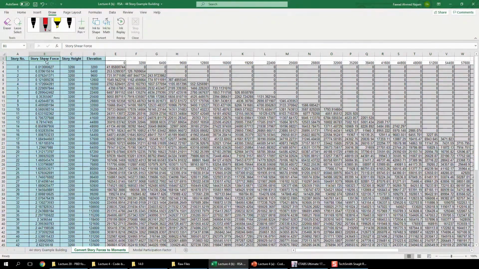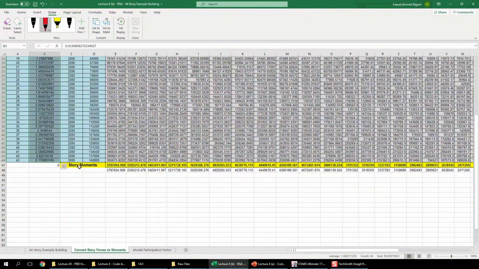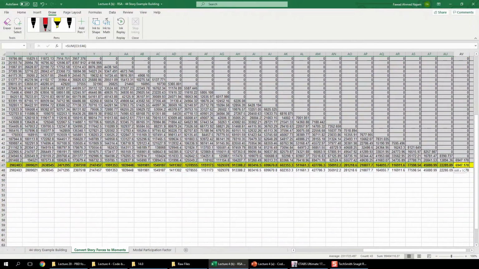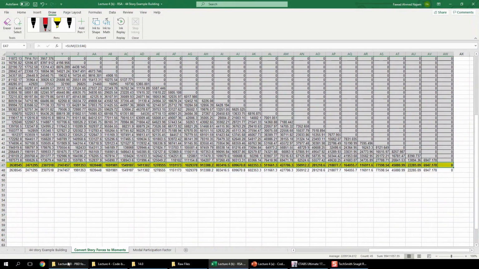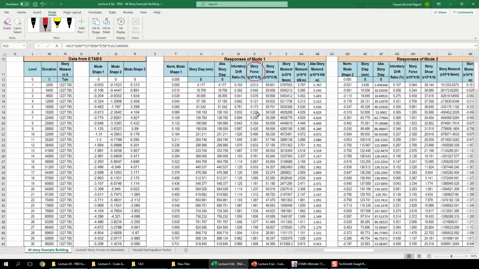Sorry, it is not the story shear force, they should be story forces, not the shear forces. If you provide this column, this one, which is the story forces, this simple Excel sheet will sum all the moments at each story caused by these story forces, and these will give you the story moments, these ones, and you can paste this column here again to convert these story forces into story moments.